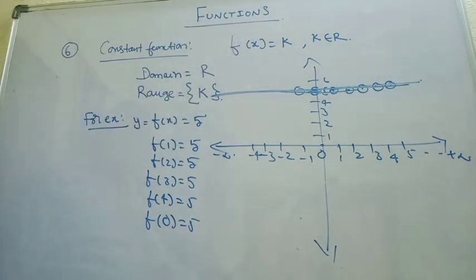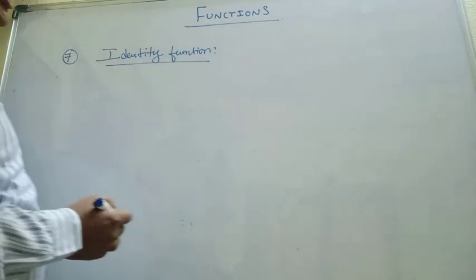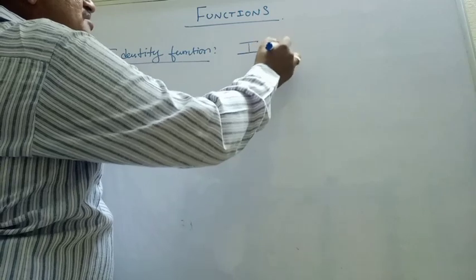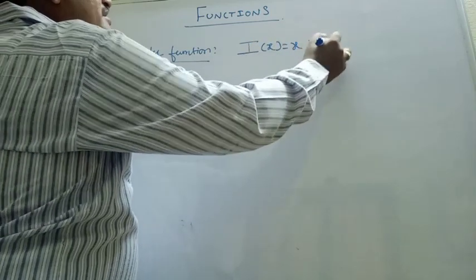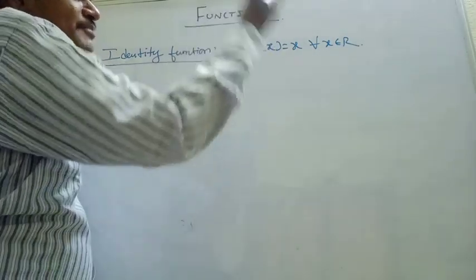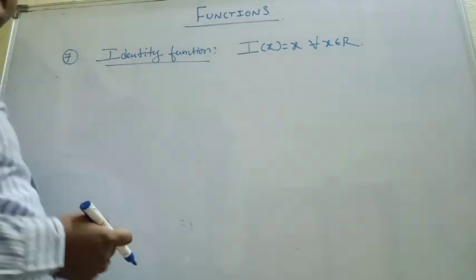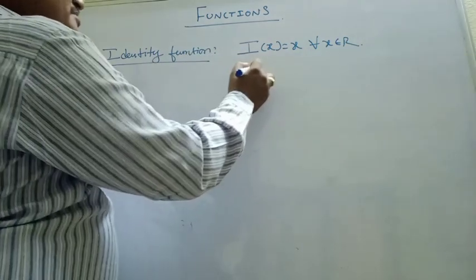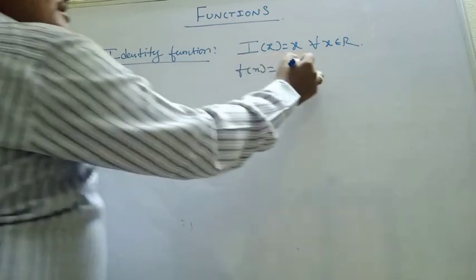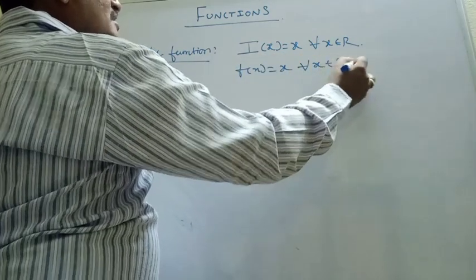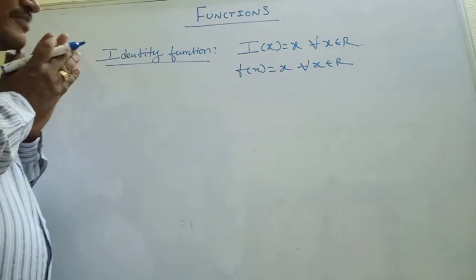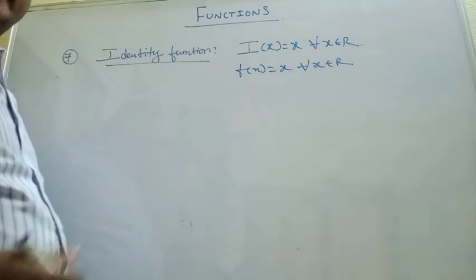Next we have the identity function. Generally, the identity function is denoted by I. I of x is equal to x for all x belongs to R. That means whatever input value you give, the same thing you are going to get as output value. Otherwise you can even write f of x equal to x also, just a symbol difference. The beauty of this is that whatever input value you give, you get the same thing as the output value.